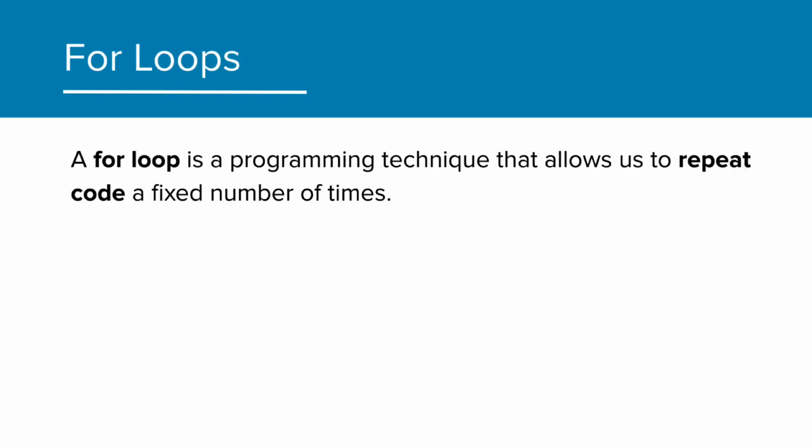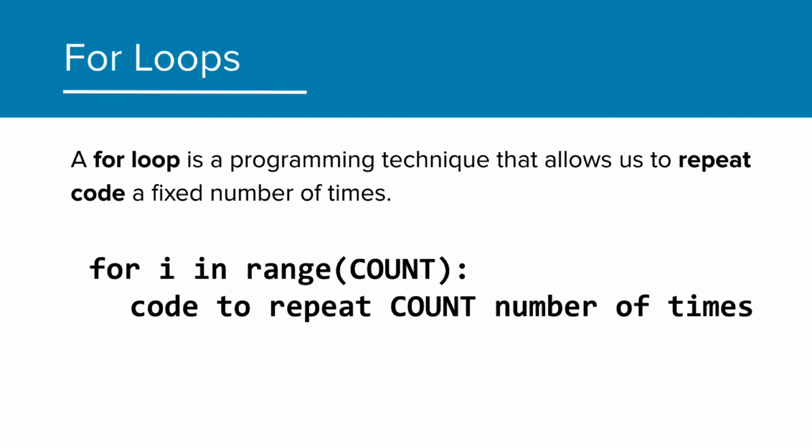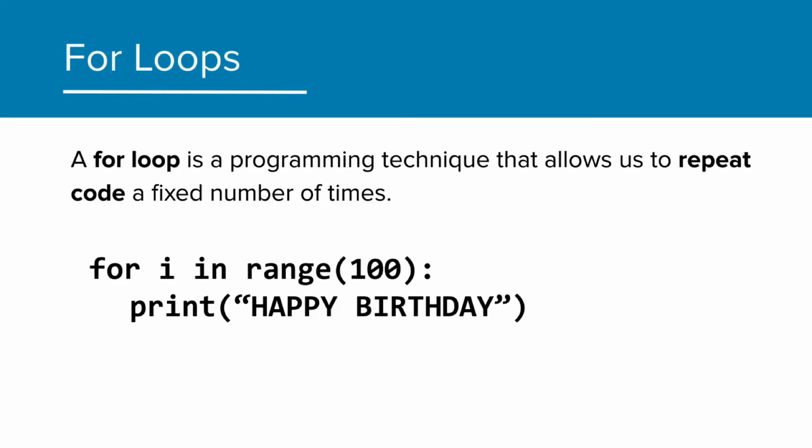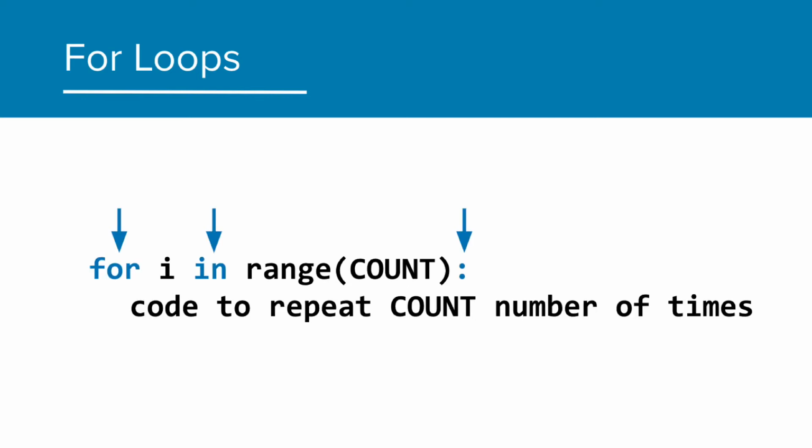Remember, in Python, we use the for loop to repeat code a specific number of times. We read this code like, for i in range count, execute this code. So for our happy birthday example, it would be for i in range 100, print happy birthday. Let's break this down. First, every for loop in Python has these three elements: for, in, and the colon at the end. Next, the range function establishes how many times we want the loop to repeat.